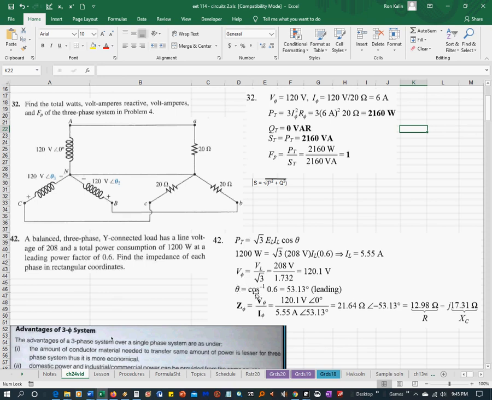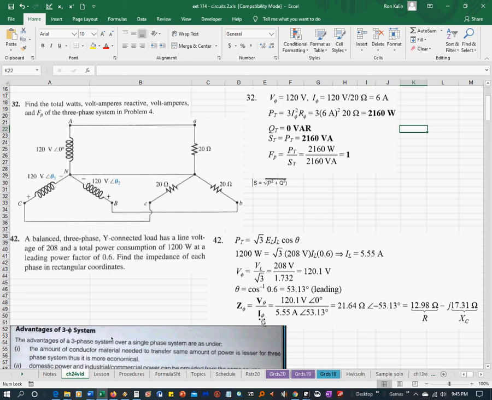And then theta equals inverse cosine of 0.6 because you're given the power factor. This is power factor equals cosine of theta. So you just take the inverse cosine of both sides. Theta equals inverse cosine of 0.6. It's 53.13 degrees leading.